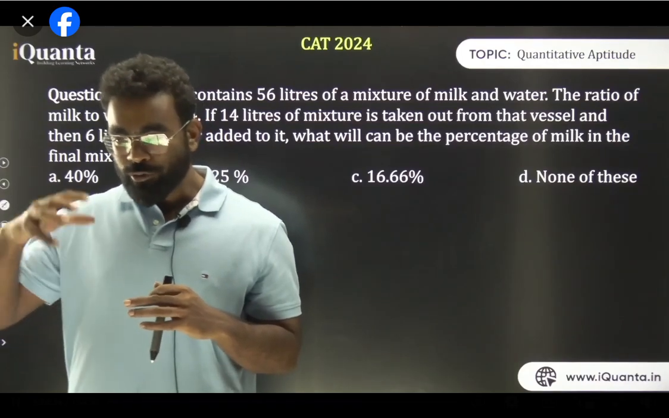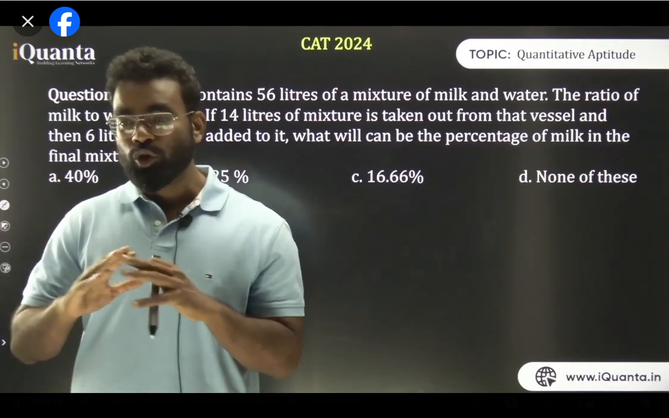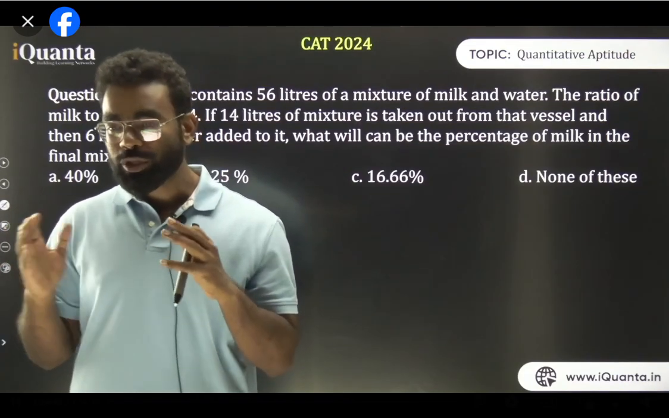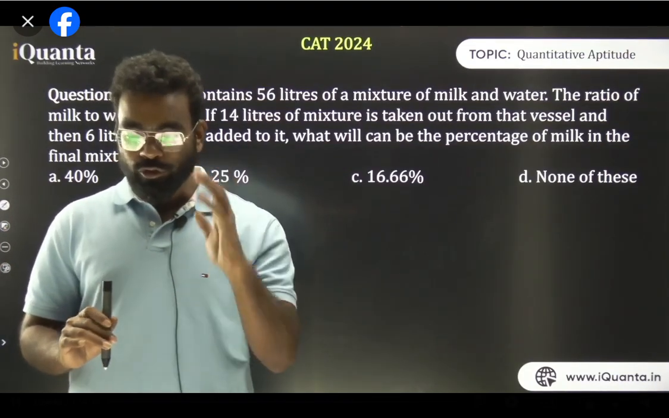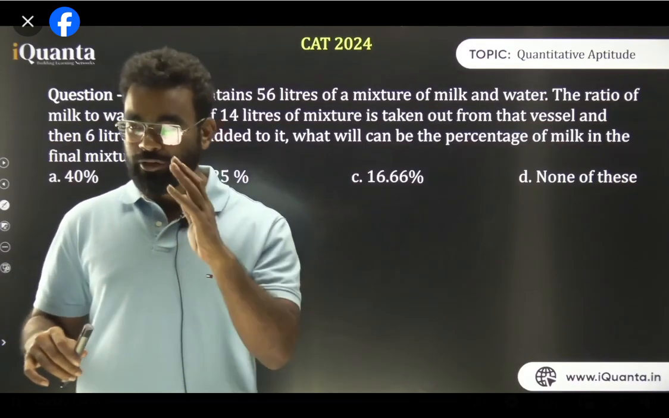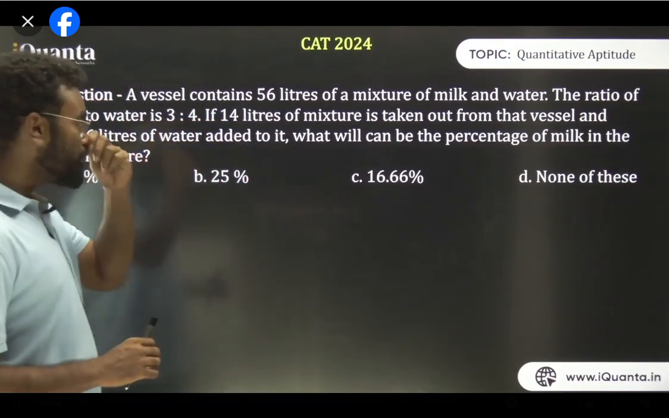If you're removing something out of a total solution, there is no change in the ratio of the two components of that solution. Do you understand this? This is the first thing you have to understand. Removing doesn't alter anything in the ratio. But if you remove and replace, that might alter. But removing won't alter anything.